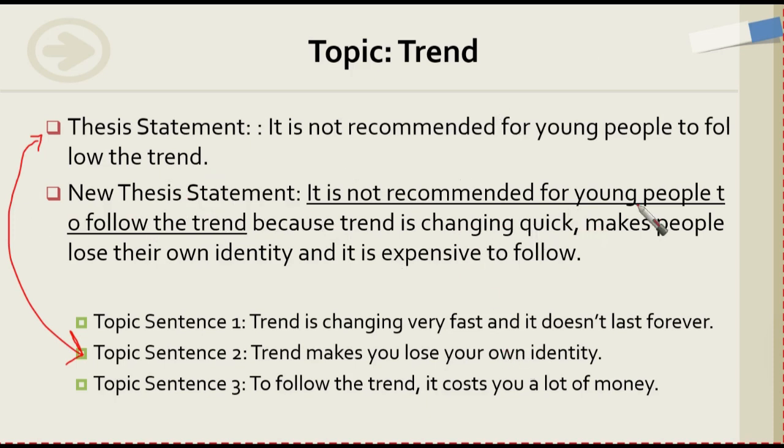It is not recommended for young people to follow the trend, same, because trend is changing quickly. Topic sentence 1. Makes people lose their own identity. Topic sentence 2. And it is expensive to follow. Topic sentence 3. I changed the words a little bit. I made different word choices. For example, it says it costs you a lot of money, but I say expensive because it's maybe more clear and short, so I can include it in my new thesis statement better. Okay, good. So this is how you make your thesis statement more specific.